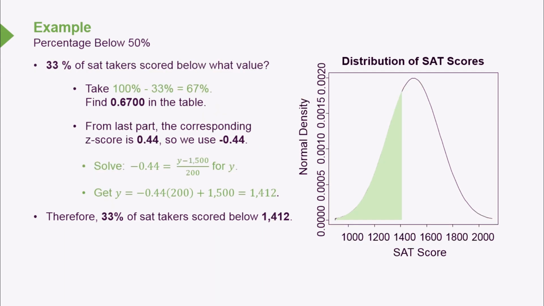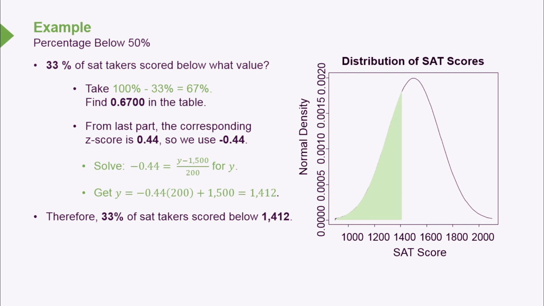What if the percentage is below 50%? Well, remember what we did before when we had negative z-scores. If we have a percentage below 50%, then that's going to correspond to a negative z-score. So we're going to use the same idea. We'll take 100% minus the percentage that we're interested in, and then we'll find that percentage in the table. So now we want to know below what value 33% of SAT takers scored. We're going to take the 33% from the 100%, which gives us 67%. And we're going to look for 0.6700 in the table again.